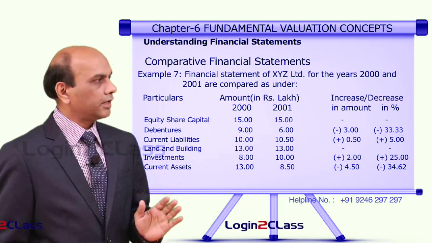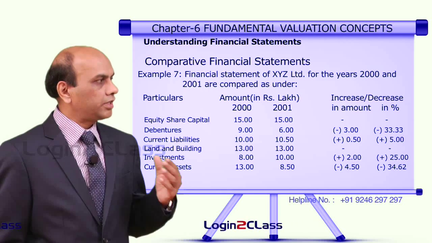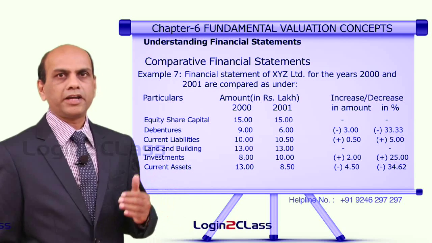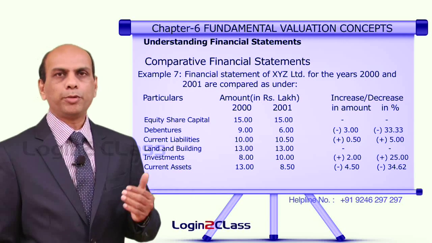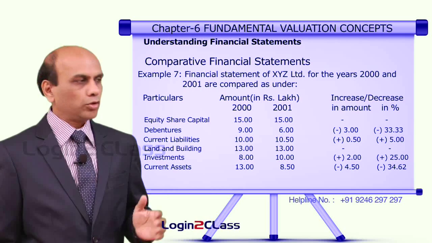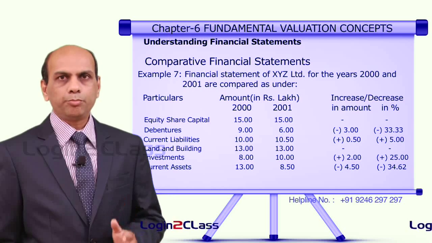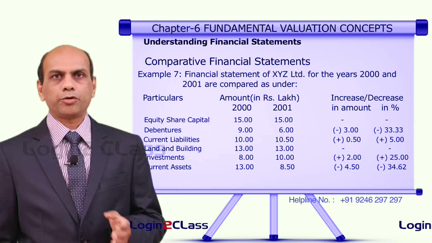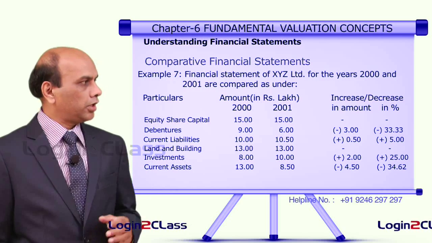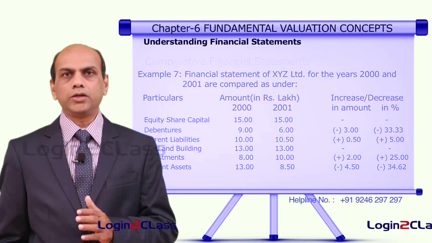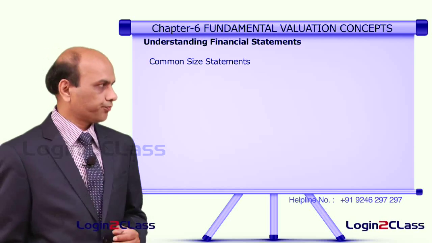And the second column in the same statement will help you to understand whether these categories of financial performance have improved or deteriorated compared to the previous year. So it gives a clear picture of whether there has been an improvement or deterioration in various financial performances of that particular company. Now let us come to the second tool, that is the common size statements.